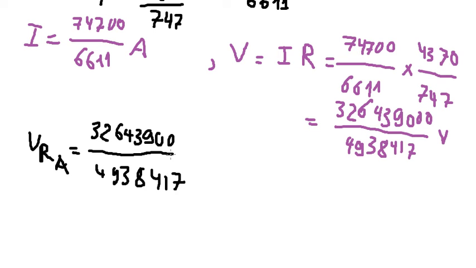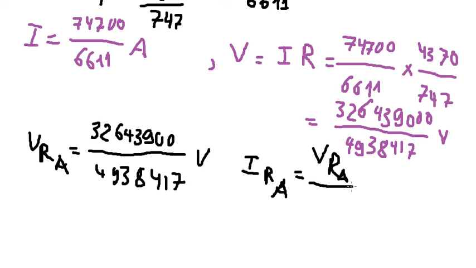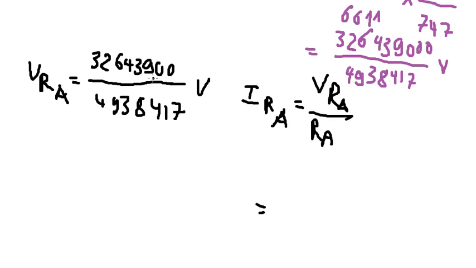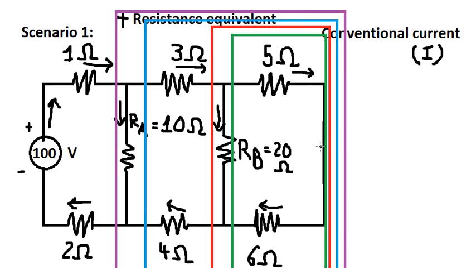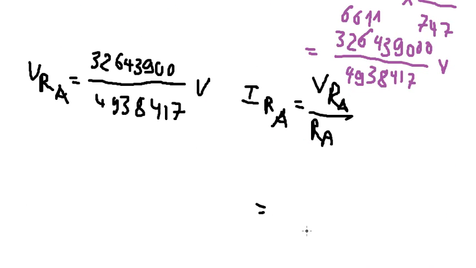After you got this number, we can find the current. So we have the voltage, we divide by R8 in here. We have this one, we divide by R8, that's number 10. So we have this number in here.